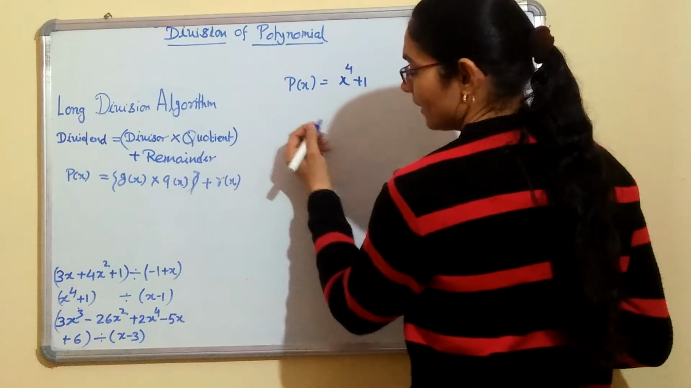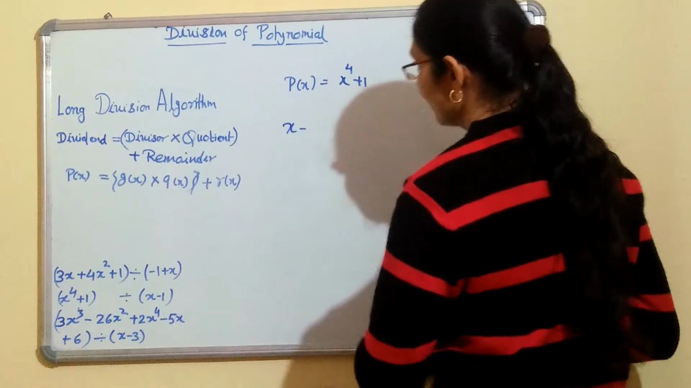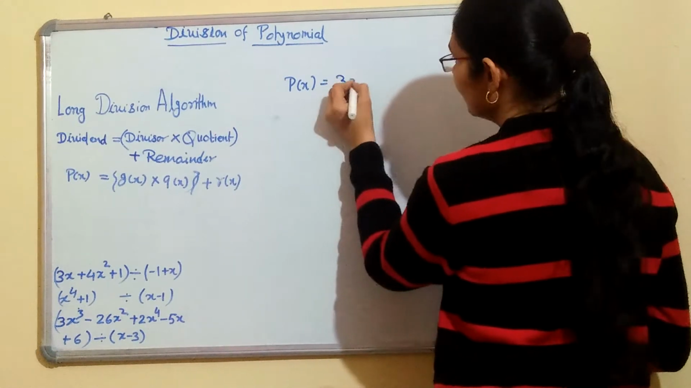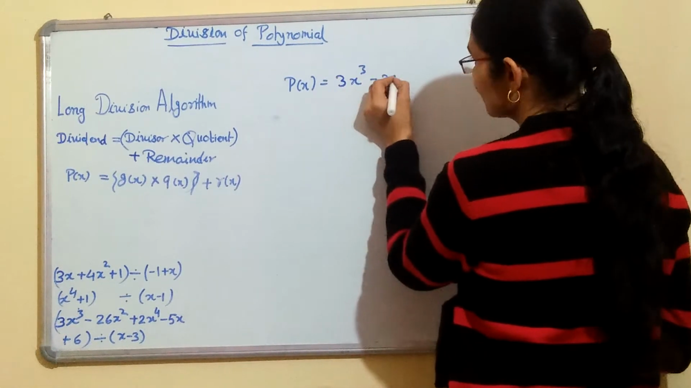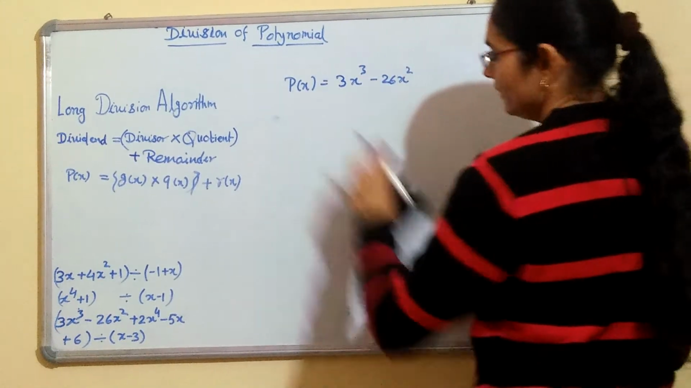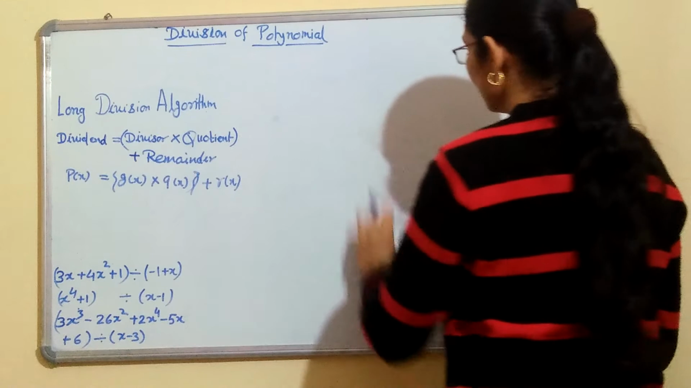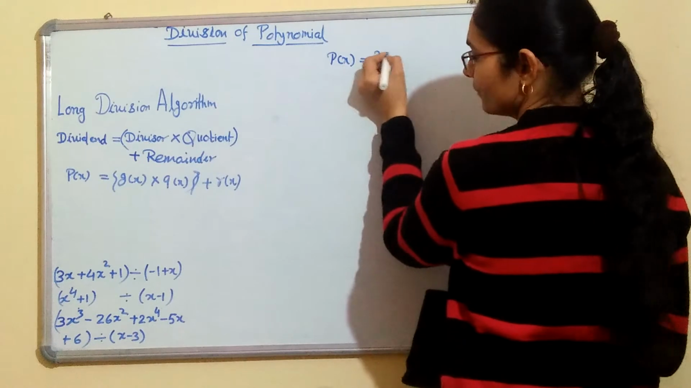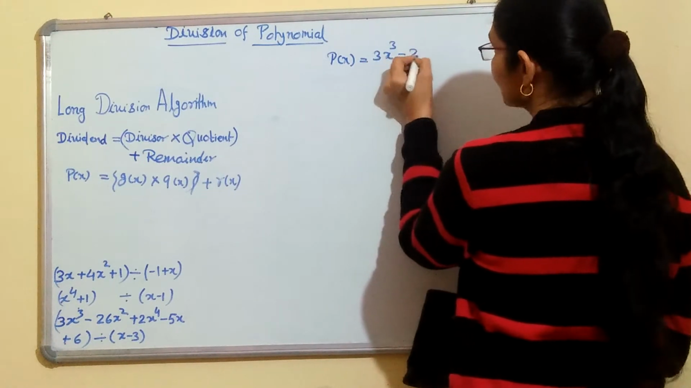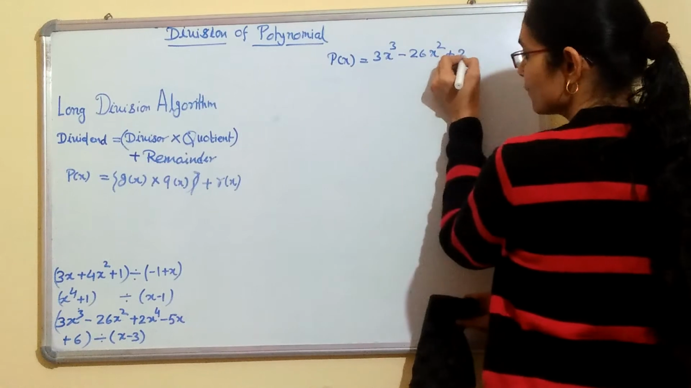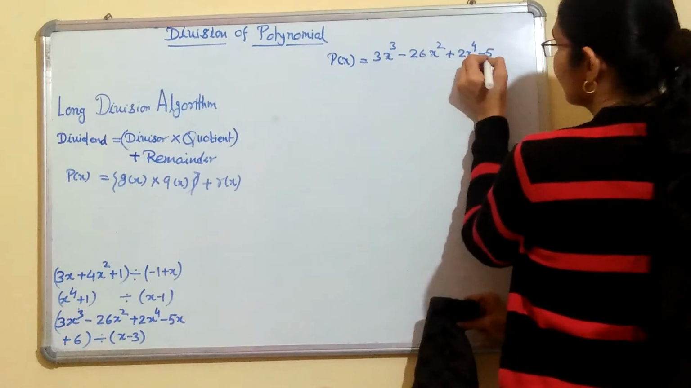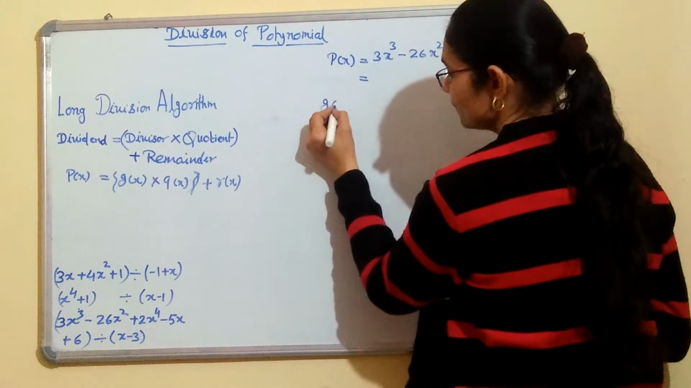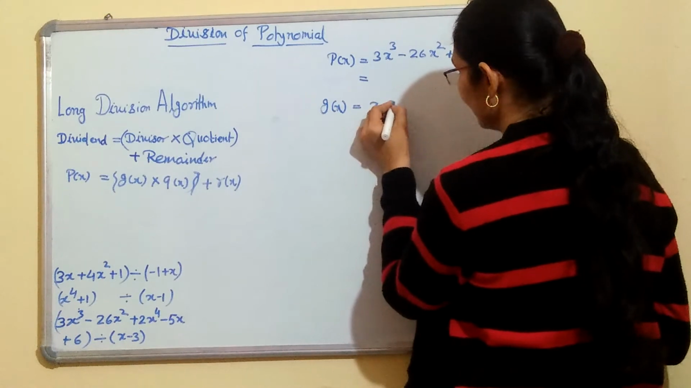तो थर्ड एग्जाम्पल में देखते हैं कि हमें रिमाइंडर 0 मिलता है या नहीं मिलता है. सो वी राइट p(x) इज इक्वल्स टू 3x क्यूब माइनस 26x स्क्वायर. ये थोड़ा सा लेंदी होगा, लॉन्ग होगा, सो हम थोड़ा सा ऊपर से स्टार्ट करते हैं. p(x) इज इक्वल्स टू 3x क्यूब माइनस 26x स्क्वायर प्लस 2x to the power 4 माइनस 5x प्लस 6, एंड g(x) इज इक्वल्स टू x माइनस 3.